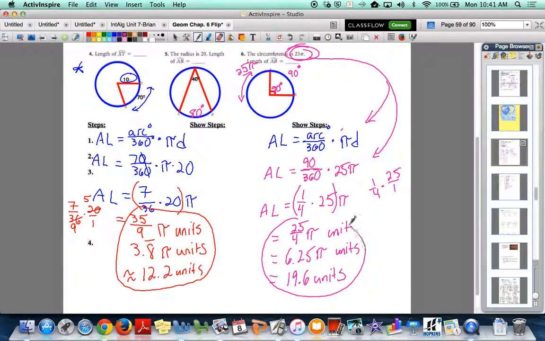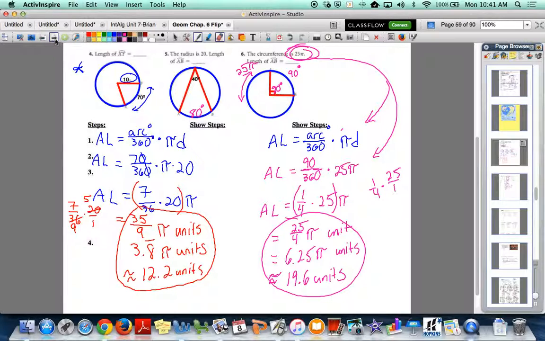All right, so any three of these will work for our answer. The first two are more exact answers, and the last one is the rounded decimal answer, which means I should probably have approximately equal to here.